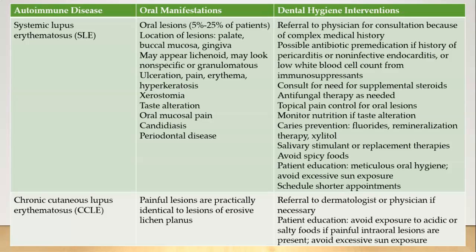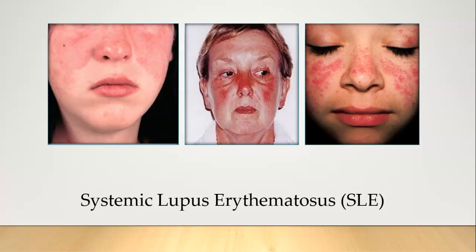Ulceration, pain, erythema, hyperkeratosis, xerostomia, taste alterations, oral mucosal pain, candidiasis, and periodontal disease. So there are a lot of manifestations for lupus. Chronic cutaneous lupus erythematosus: painful lesions are particularly identical to lesions of erosive lichen planus. So here's systemic lupus. You can see there's this mask, this really red mask, the way it portrays itself.